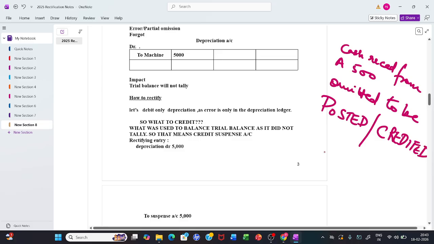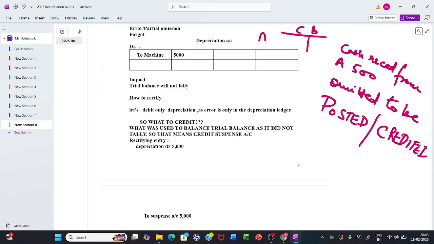Let's understand. When we receive cash from A, we are supposed to show that in our cash book. When we show that in our cash book, that is our book of original entry. When we prepare cash book, we don't prepare cash account. It is a journal plus ledger. So this is your cash book. Here you have shown A 500. This is not wrong. Cash book is correct. Cash account is correct. The recording is correct. Cash account posting is correct. So problem arises in A's ledger.